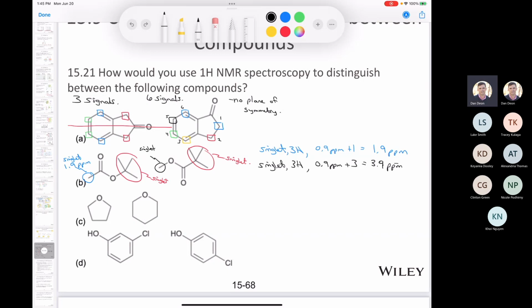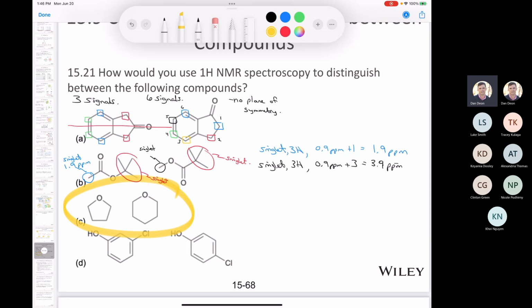Could anybody suggest an idea for C? I'm sure somebody's been looking ahead. Could anybody tell me how you might distinguish between the 2 compounds in C? Even if you're not sure of the correct terminology, you can just put it into whatever terms you want, and I'll try to figure it out. Exactly. So what Nicole is saying and what Tracy is saying, they're both saying number of signals. They're both 100% correct.